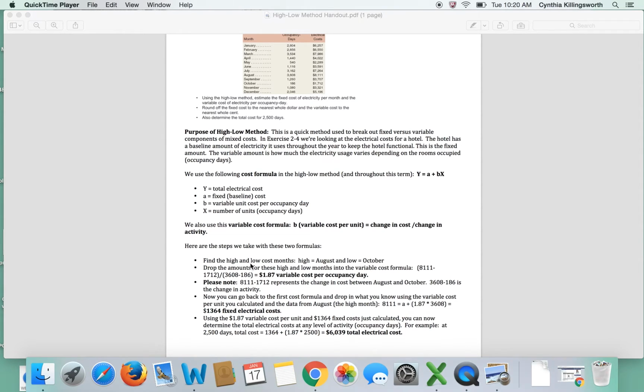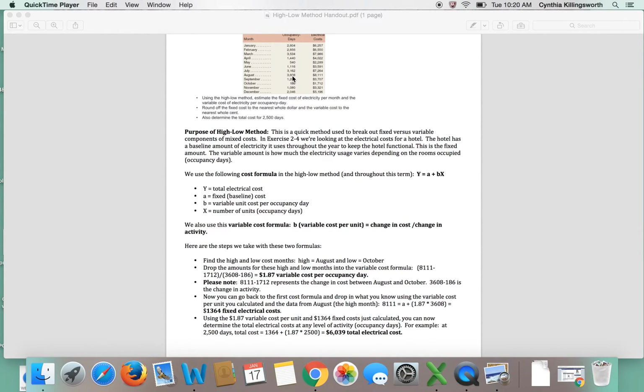First thing we need to do is what are the high and low cost months? And if you look up at this table, you see that the high month is August. We have $8,111, 3,608 occupancy days. And then the low month is October, which has $1,712 in electricity, 186 occupancy days.